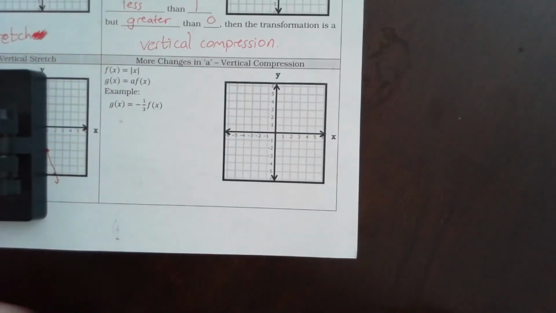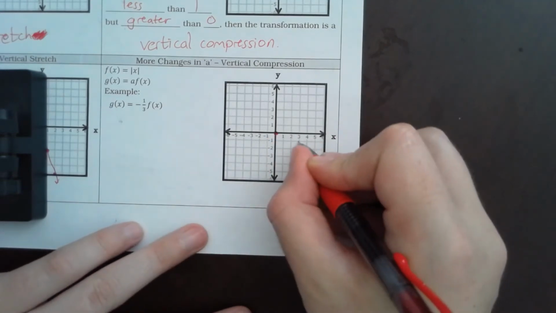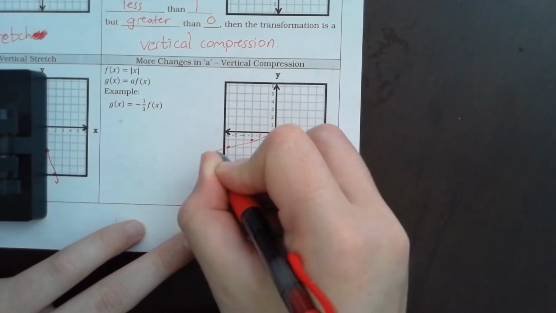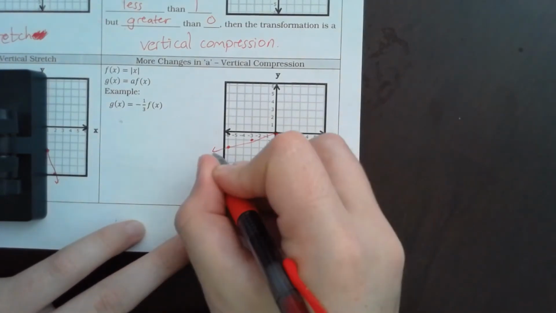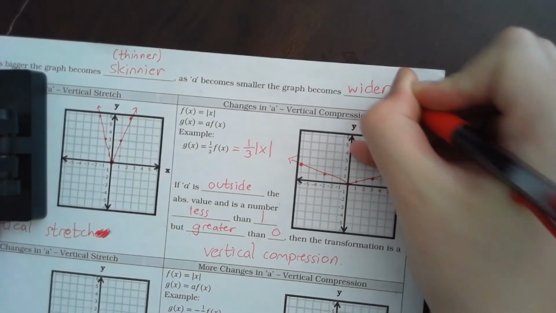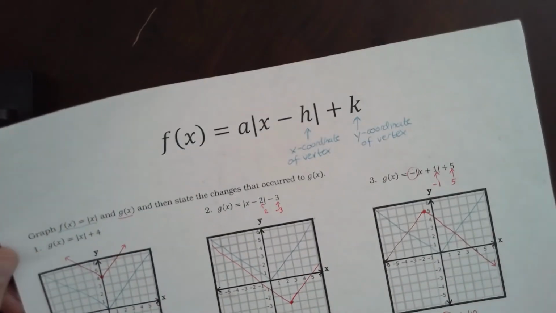All right, let's look at our last one. As you might guess, it's the same thing but flipped over. It's going to look just like that. We can fill in our last thing. As A becomes smaller, the graph becomes wider. All right, that is it. We have finished all of this.